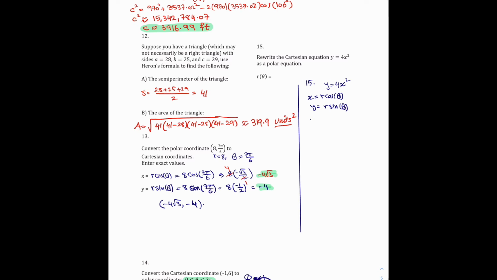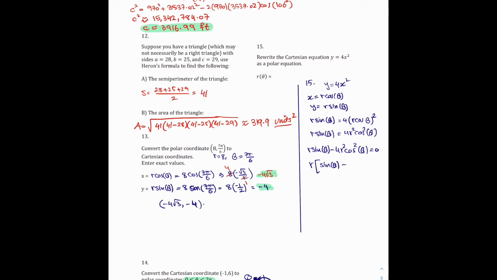y is r sine theta equals 4 times r cosine theta all squared, which is r sine theta equals 4r squared cosine squared theta. We're going to gather all of the terms to one side. r sine theta minus 4r squared cosine squared theta equals 0. I will factor r out as a common factor.